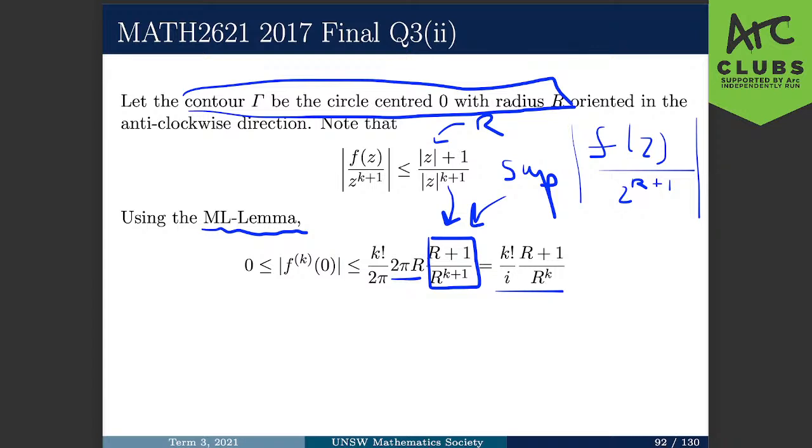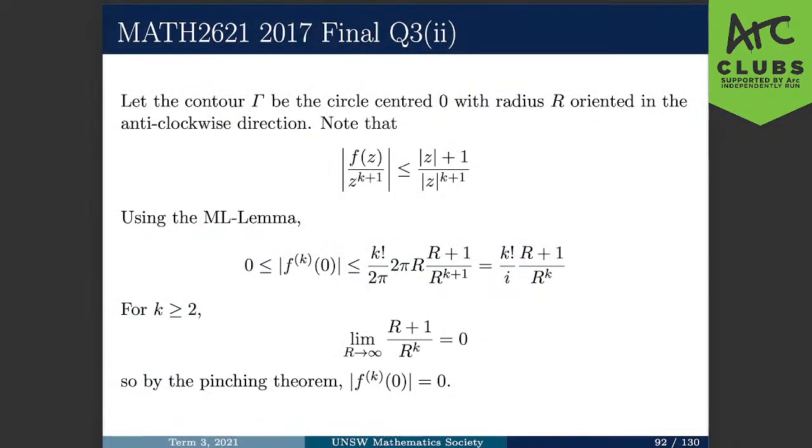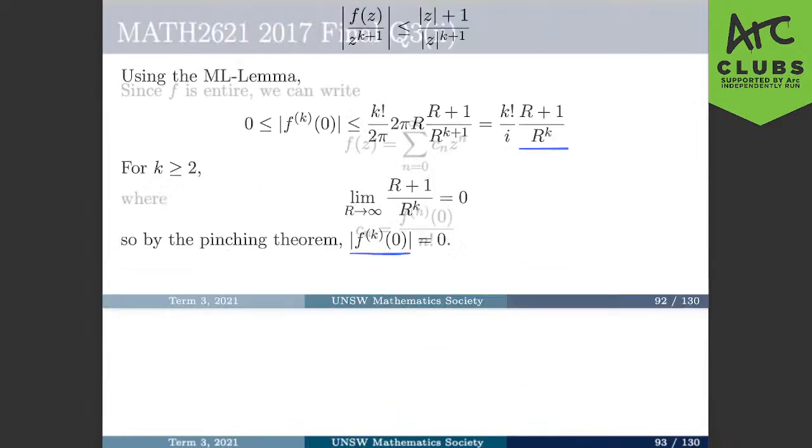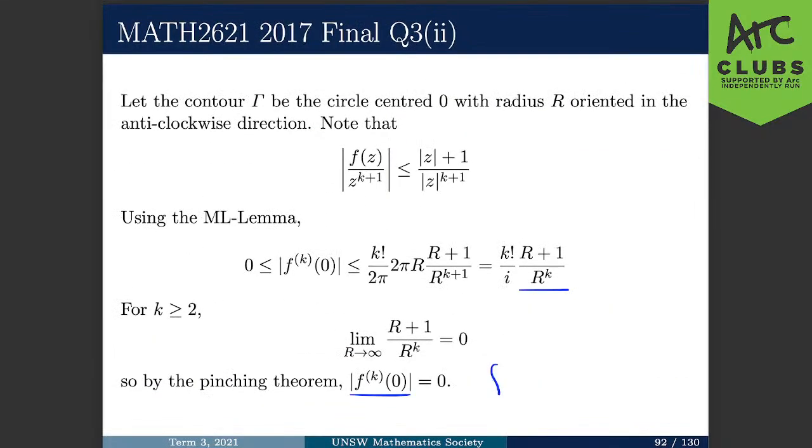And so all we really need to do is see what happens when we take r to infinity. Clearly, if k is greater than or equal to 2, then this thing on the right here is going to go towards 0. This is from first year calculus. And so from the pinching theorem, we know that both the lower and the upper bound have a limit of 0. So it follows that the thing in the middle must also have a limit of 0. But we know the thing in the middle shouldn't depend on what r is, so it should just be 0. So the modulus should just be 0, and hence, I guess we can also conclude that it's just 0.